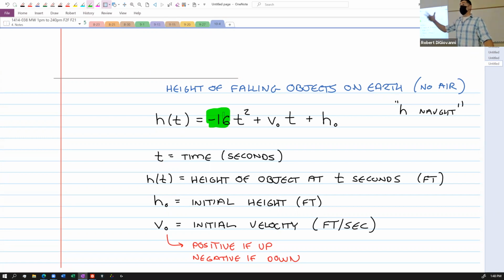If you go to the moon, it's still a quadratic. It just has a different number in front. If you go to another planet that has different gravitational acceleration, that number changes, but everything else is the same. And so a quadratic will always model how something falls on any planet with mass, so long as you know the acceleration of gravity. Good question.